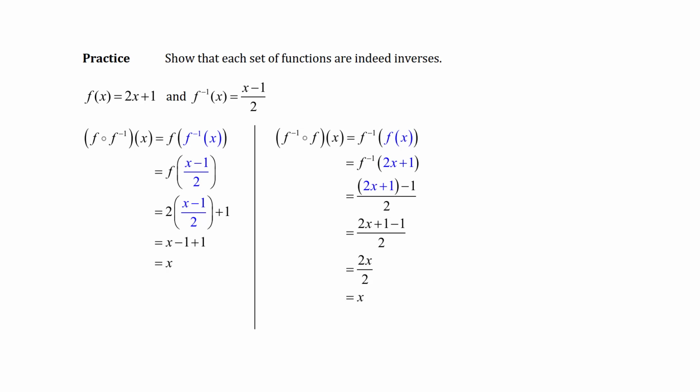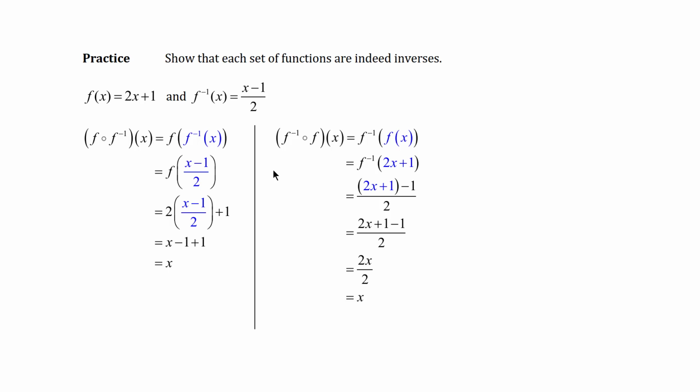Okay, so let's go over the solutions. First, we'll start with f composed of f inverse of x. We get that this is equal to f of f inverse of x. f inverse of x is just (x minus 1) over 2, so we have f of (x minus 1) over 2. Next, we substitute in (x minus 1) over 2 into the function f. We get 2 times ((x minus 1) over 2) plus 1. Next, we could simplify by canceling out the 2's. The result is x minus 1 plus 1. From here, the minus 1 and the plus 1 cancel out, and the final result is x.